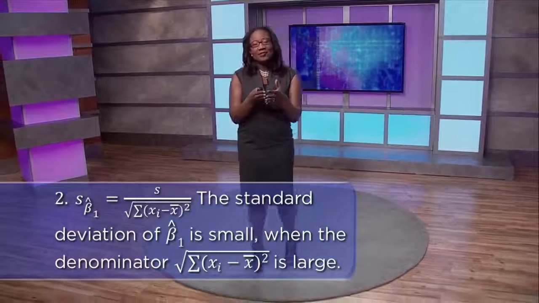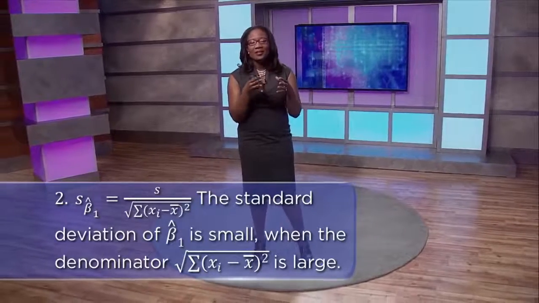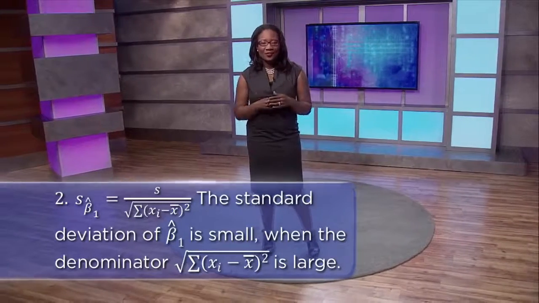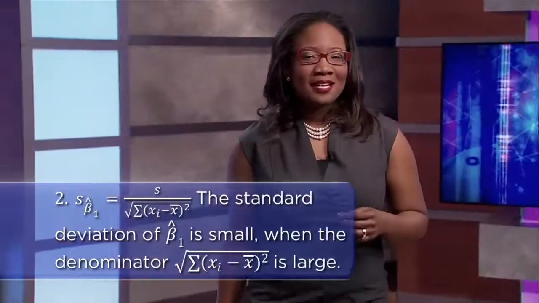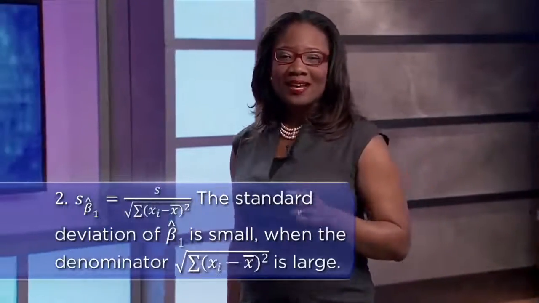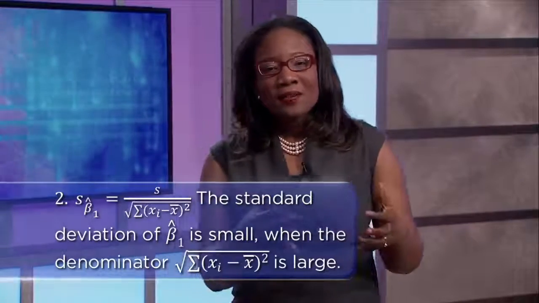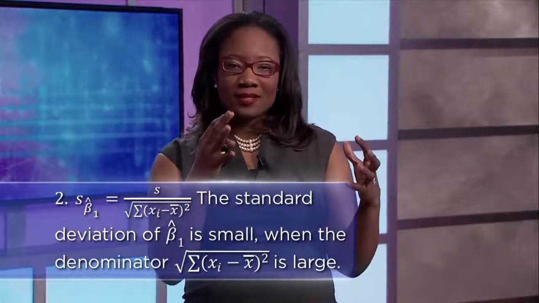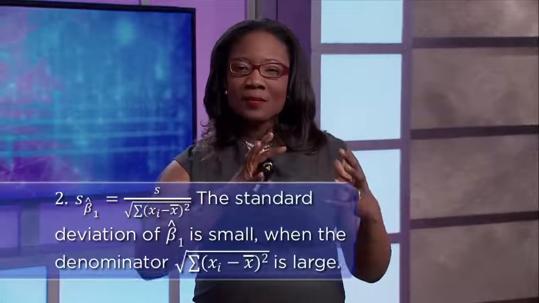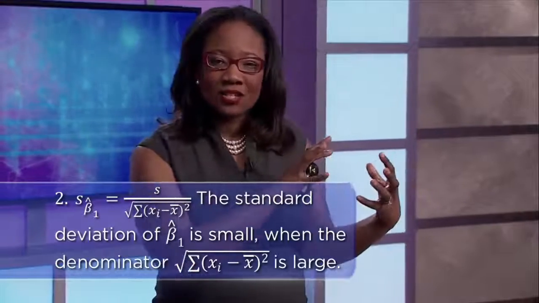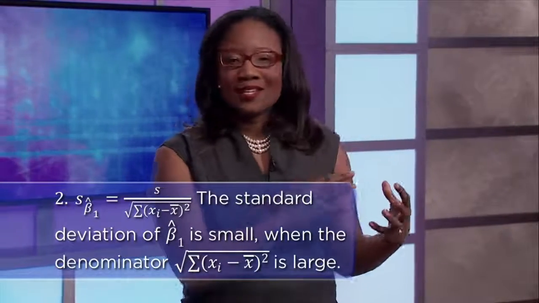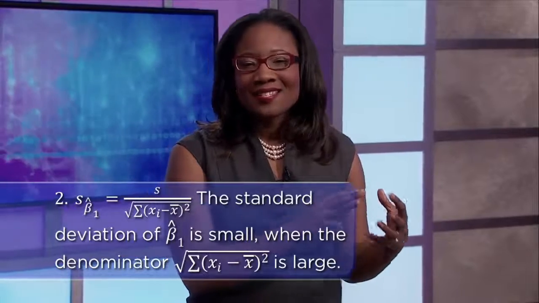And so the standard deviation is going to be small when our denominator is large. Notice that denominator, that's the sum of xi minus x bar quantity squared. So in other words, if we only have a few points, right? If we've got a small number of points, or even if our data is clustered, then our standard deviation for beta 1 hat is going to be large.